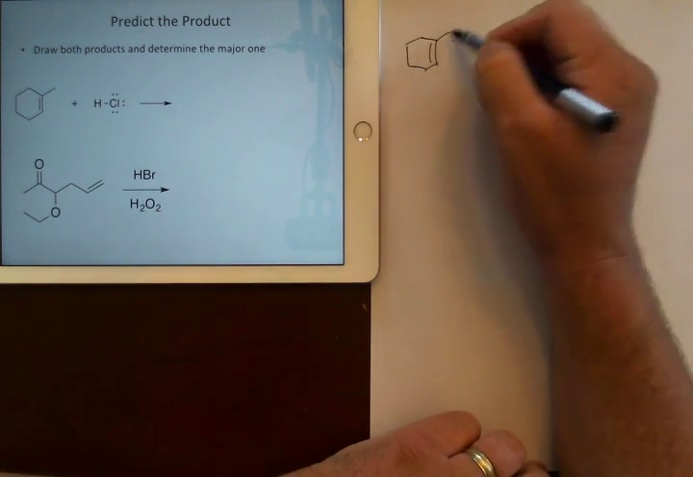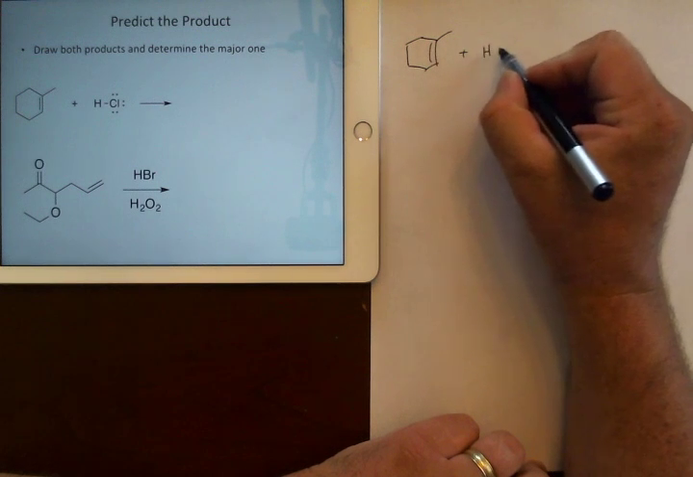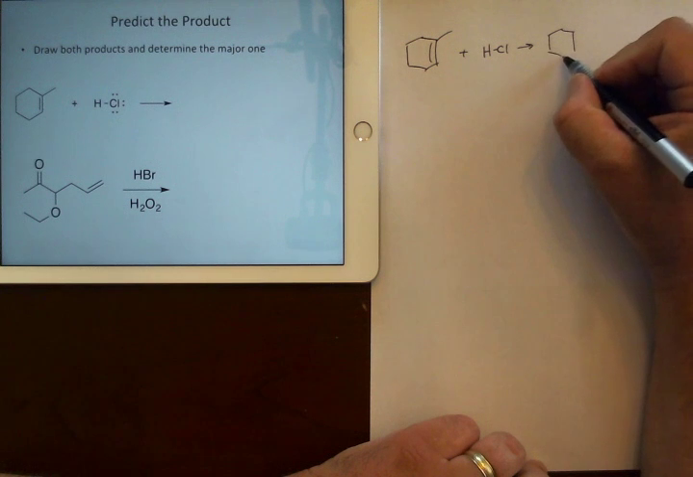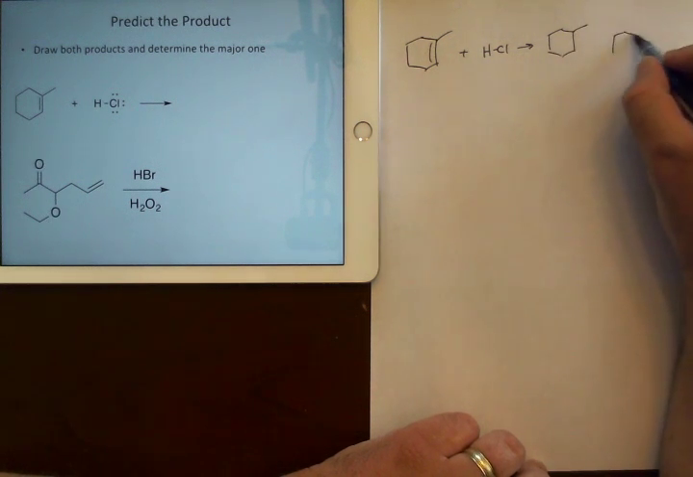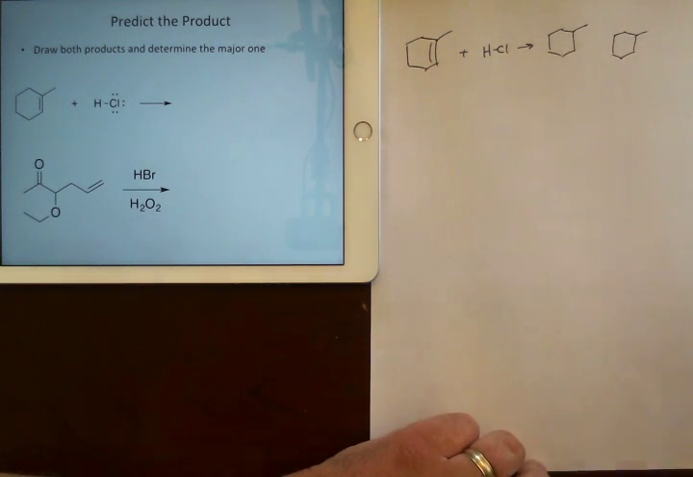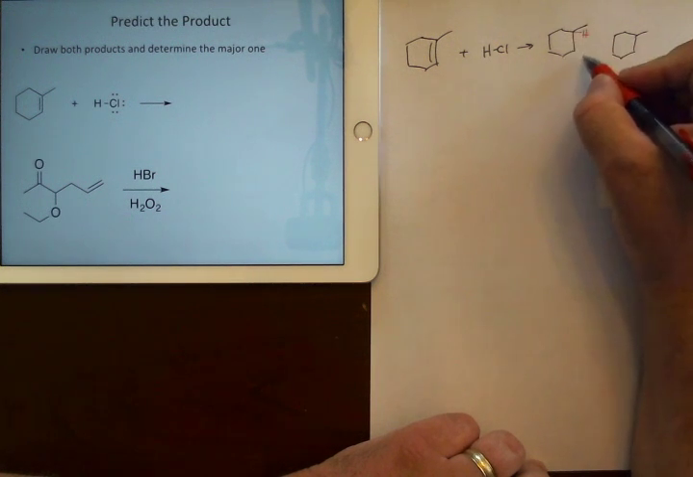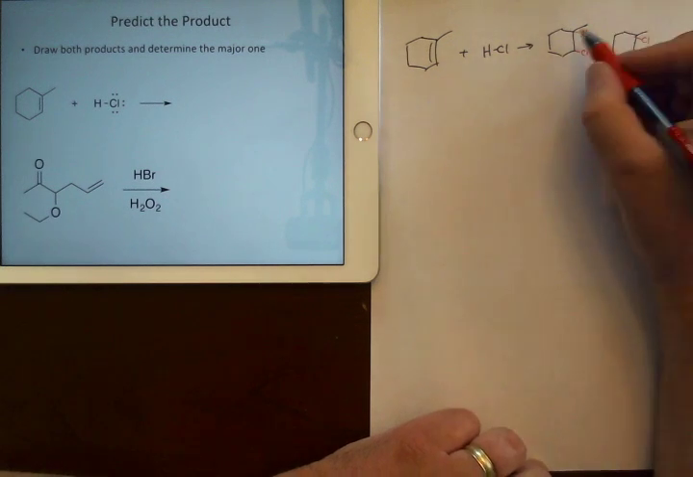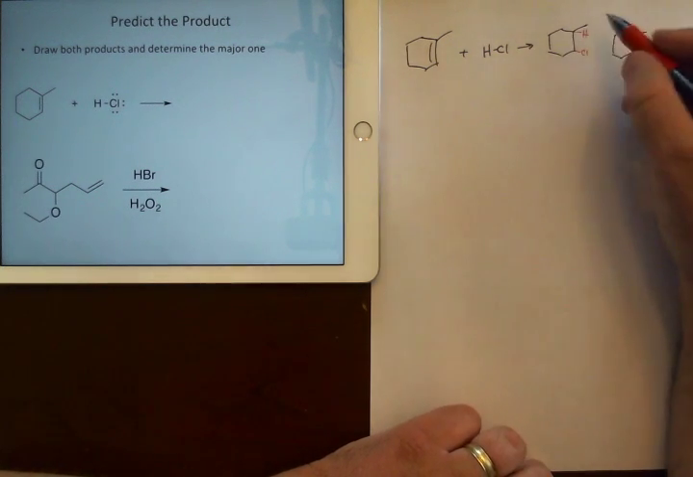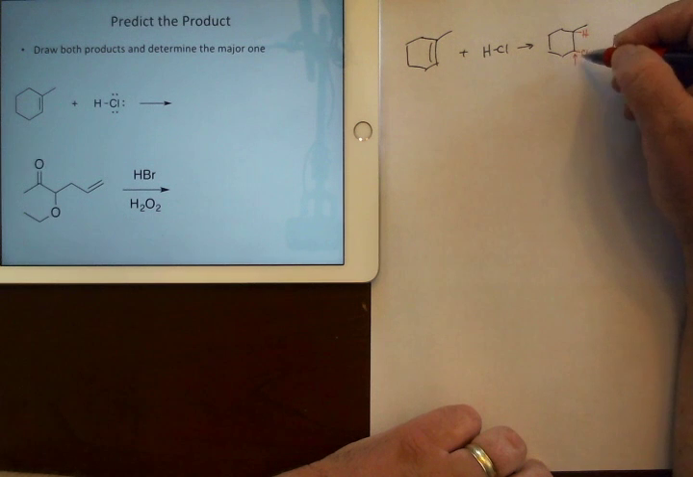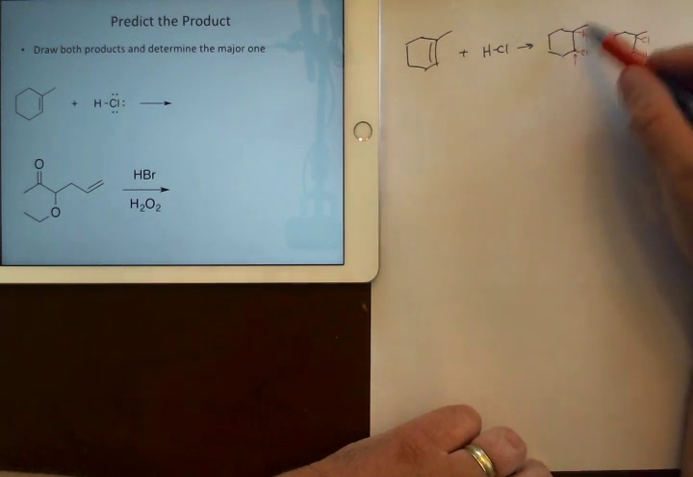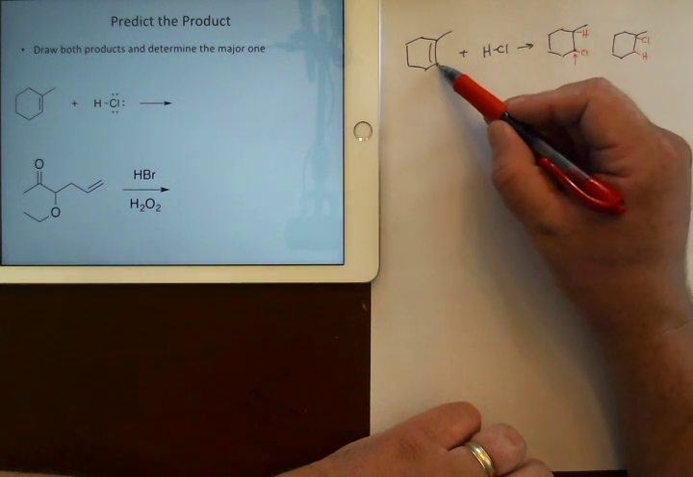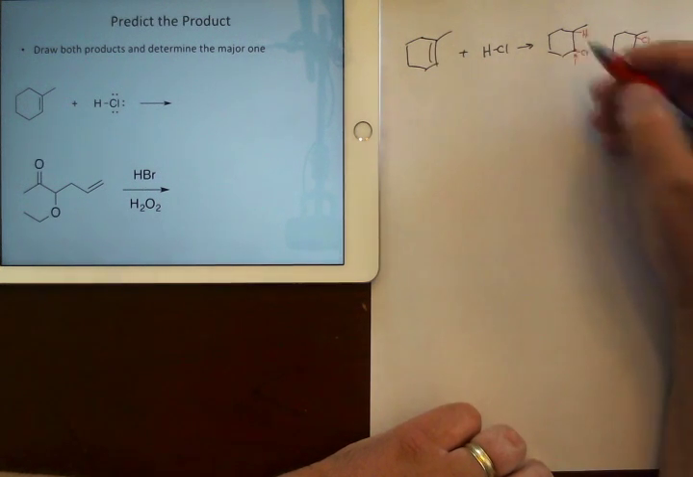Okay, and so let's see this one. So we have this product here. All right, so adding HCl. We have two different ways we can do this. We can put on the Cl. We can either put the H here and the Cl there, or we can put the Cl there and the H there. If you look at how the mechanism would go, you would have the carbocation here. If you put the hydrogen on this side, the carbocation will go on the other side, and so this would be secondary.